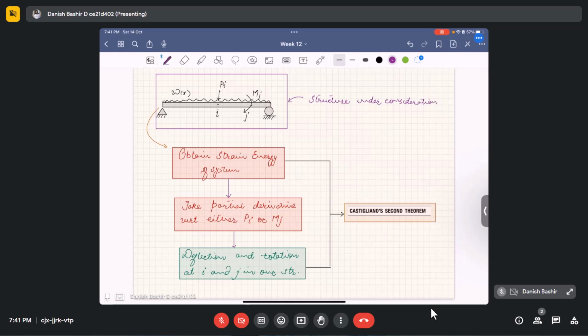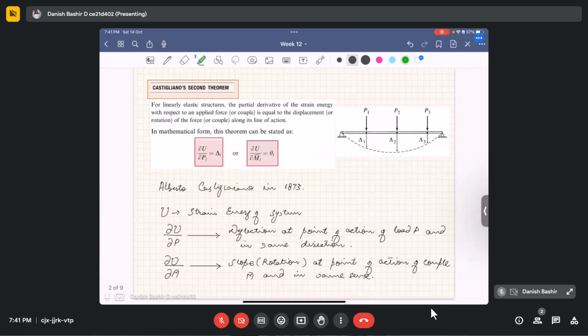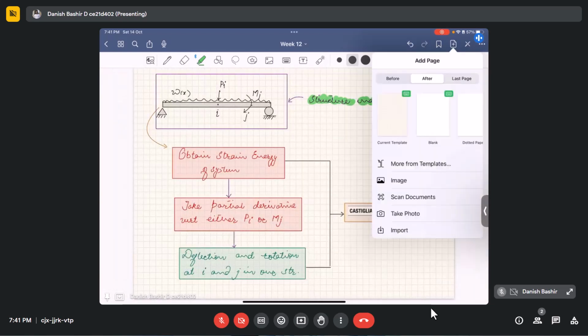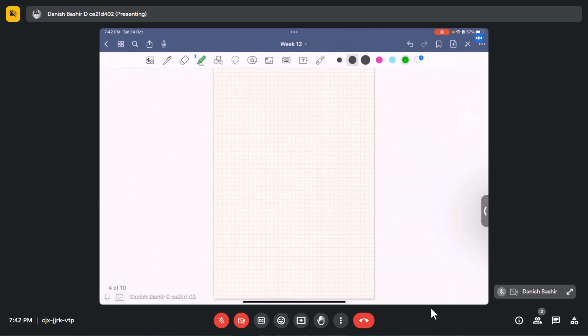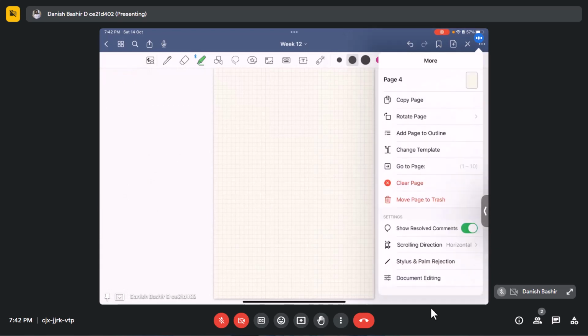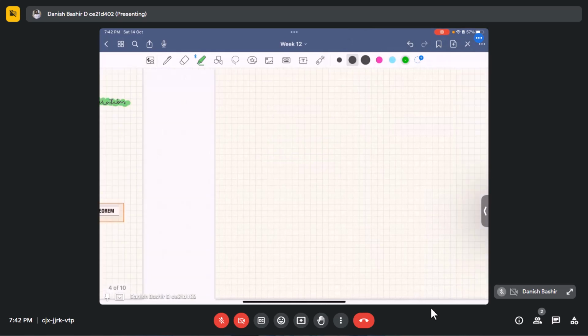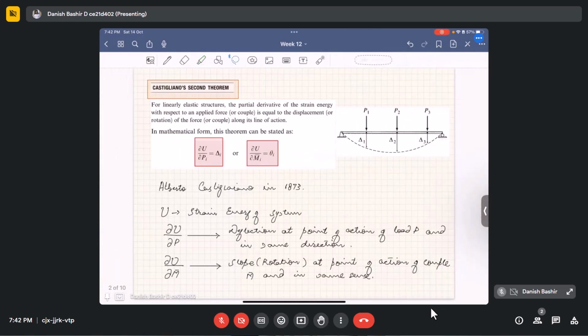So I hope this concept is very clear to you, because it's important to understand what is the basics behind Castigliano's second theorem. Now we will be deducing its formulation, how actually this is true mathematically. For that we will start doing some mathematics and see how actually this is true for a structure. For that I will need this figure.